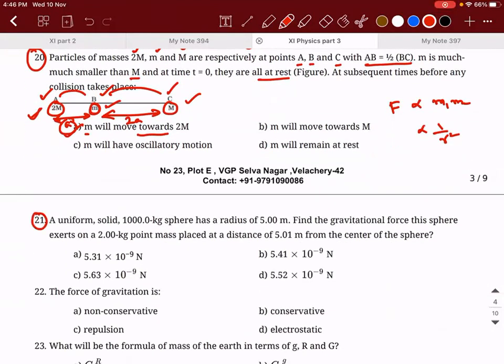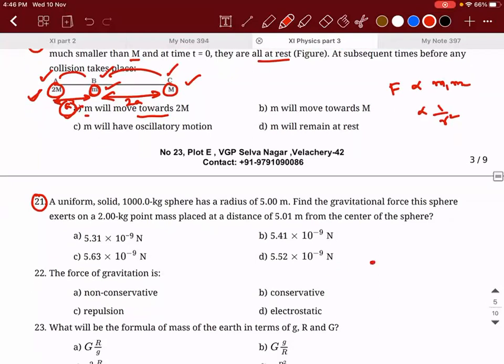21st. A uniform solid 1000 kilogram sphere has a radius of this much value. Find the gravitational force the sphere exerts on a 2 kilogram point mass placed at a distance of 5.01 meters from the center of the sphere. So there is a uniform solid sphere of mass 1000 kilograms. The mass of the sphere is concentrated at its center. It has a radius of 5 centimeter, and there is a point mass placed at a distance of 5.01 meter from the center of the sphere.